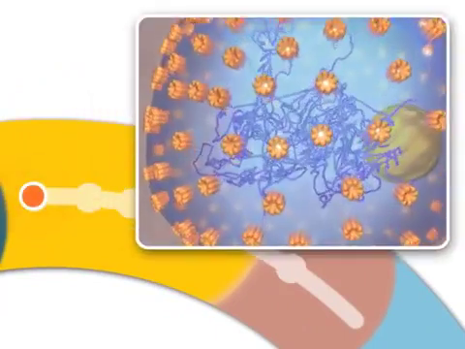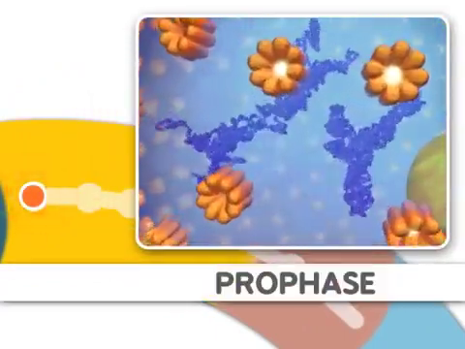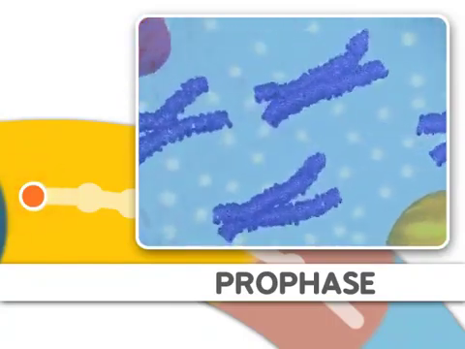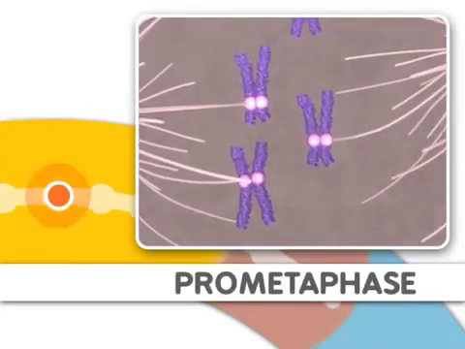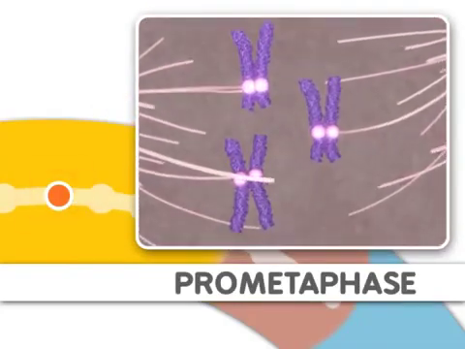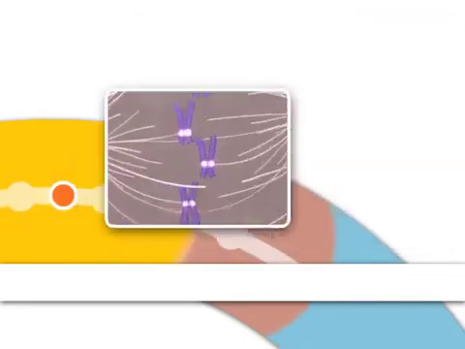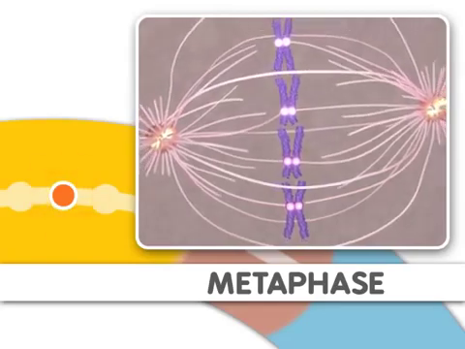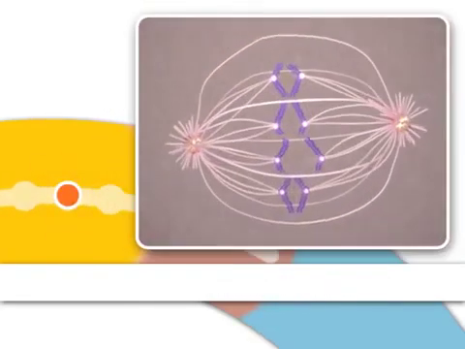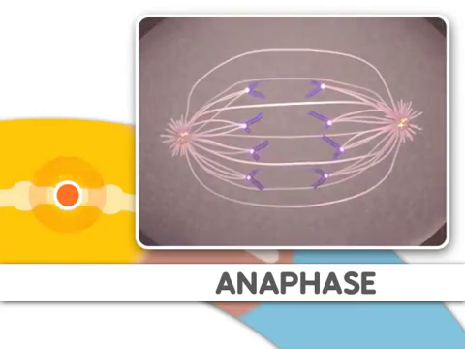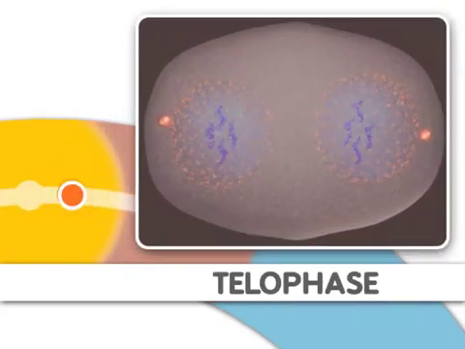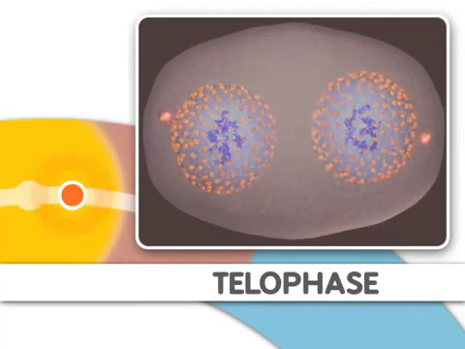The first stage is prophase. The DNA condenses, organizes, and the classic chromosome structure appears. Next comes prometaphase, where microtubules attach to the chromosomes. This step is followed by metaphase, where the chromosomes align. Metaphase is followed by anaphase, where the chromosomes separate. Finally, during telophase, nuclear membranes reappear around the two sets of chromosomes.